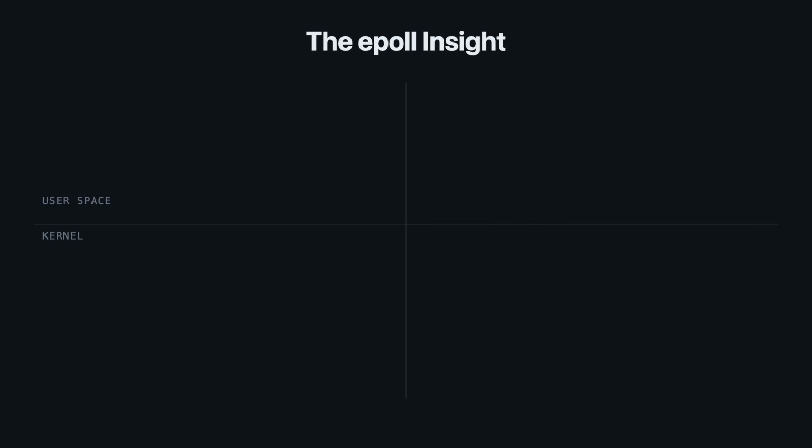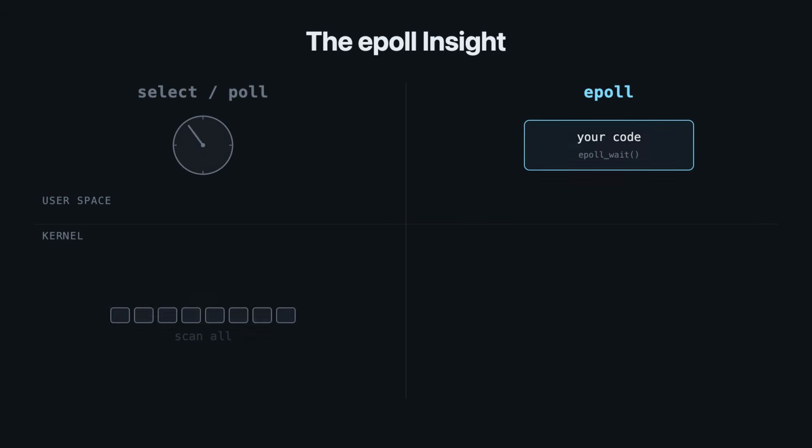Here's the insight that makes epoll fast. The old syscalls treat the kernel like a search engine. Every call you ask, "Is anyone ready? Please check all my sockets again." Epoll treats the kernel like a notification service. You tell the kernel once, "Here are the file descriptors I care about. Here's what I want to know about each one."